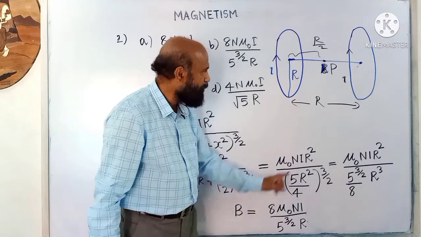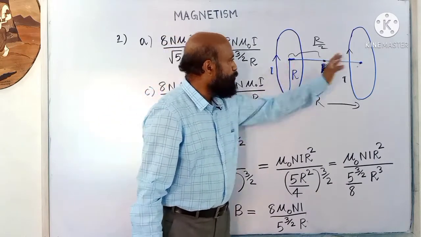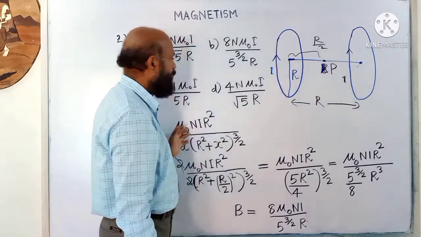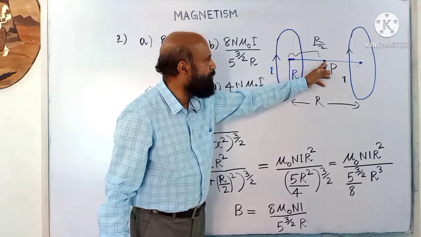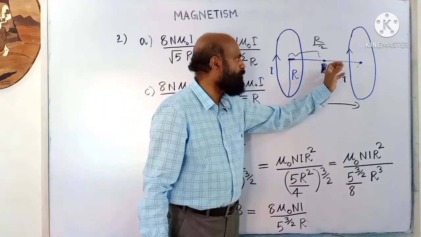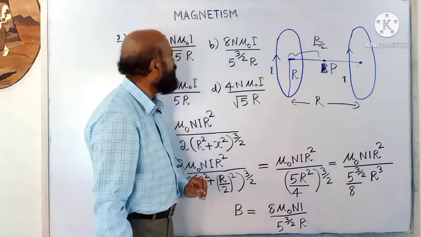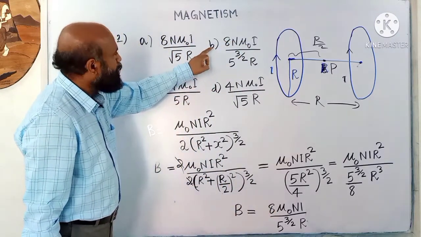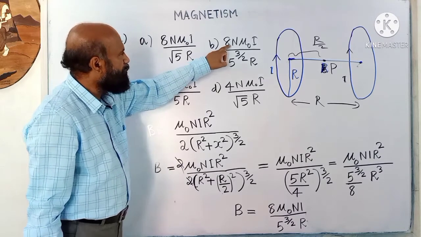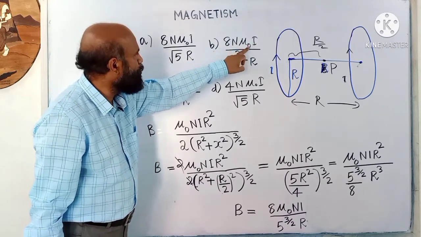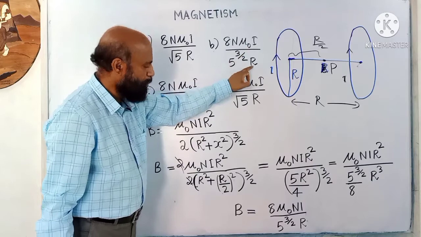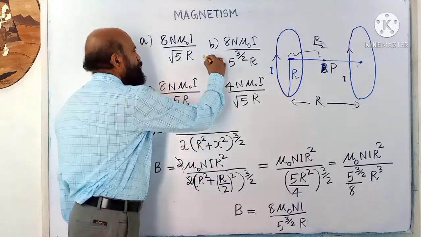So for the magnetic field here, because of these two coils, we have to add the field here because of this and the field here because of this. Since both are in the same direction, we have to add. Finally we will arrive at this answer. So the correct option is B, 8 μ0 I by 5 raised to 3 by 2 R. This is the correct option.